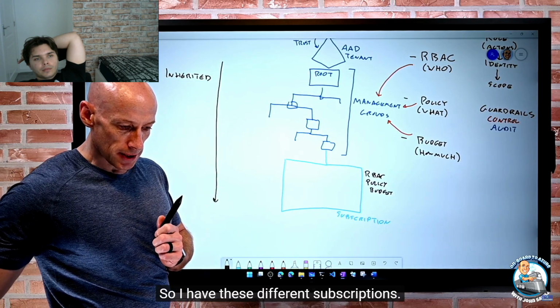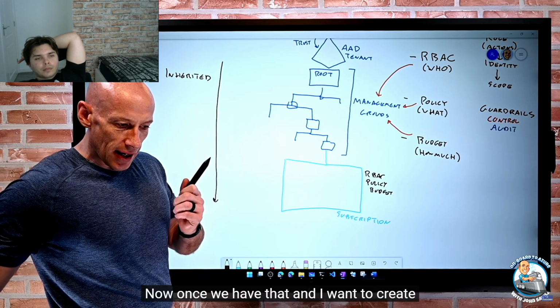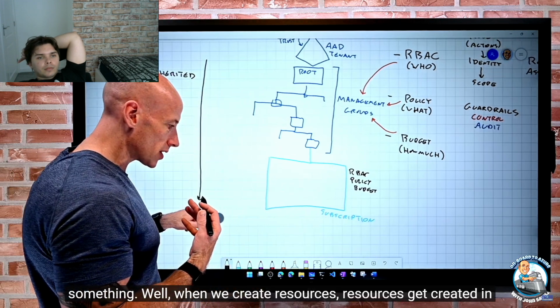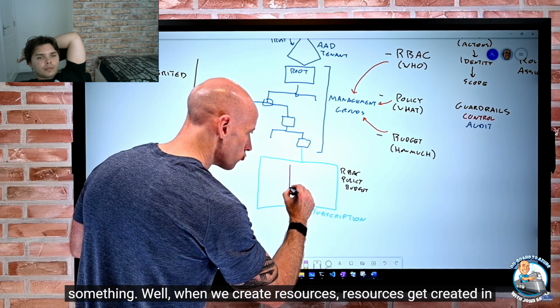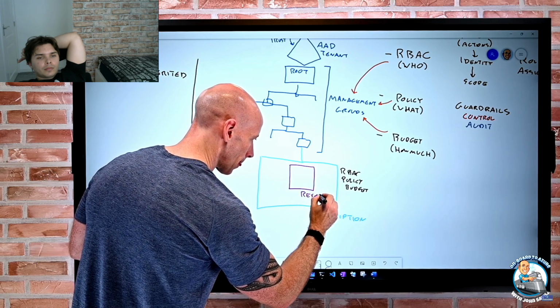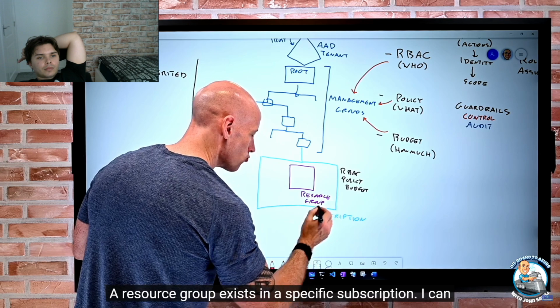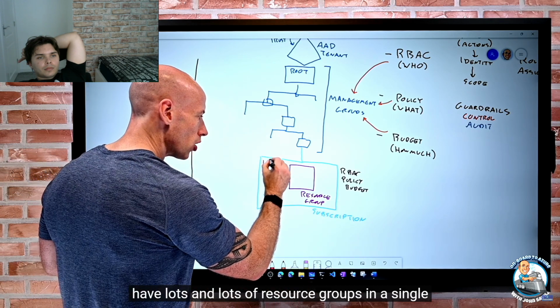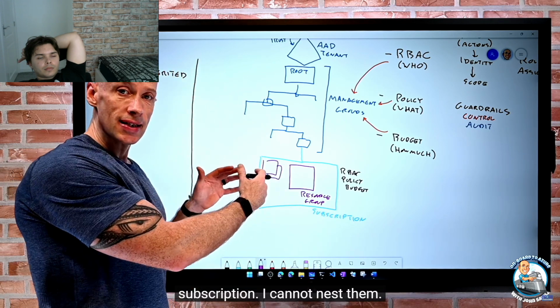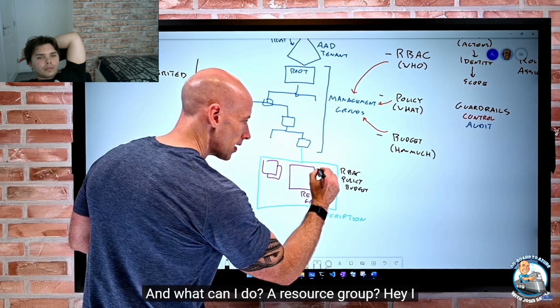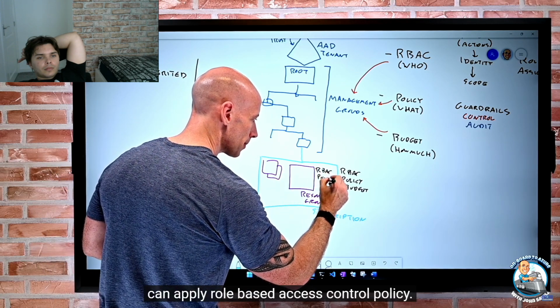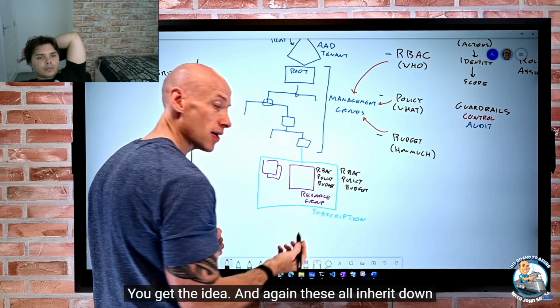So I have these different subscriptions. Now, once we have that, and I want to create something, well, when we create resources, resources get created in a resource group. A resource group exists in a specific subscription. I can have lots and lots of resource groups in a single subscription. I cannot nest them. And what can I do at a resource group? Hey, I can apply role-based access control, policy, and budget. You get the idea. Again, these all inherit down.